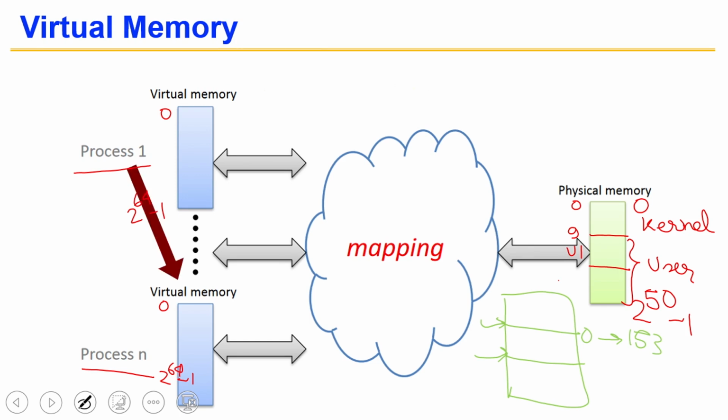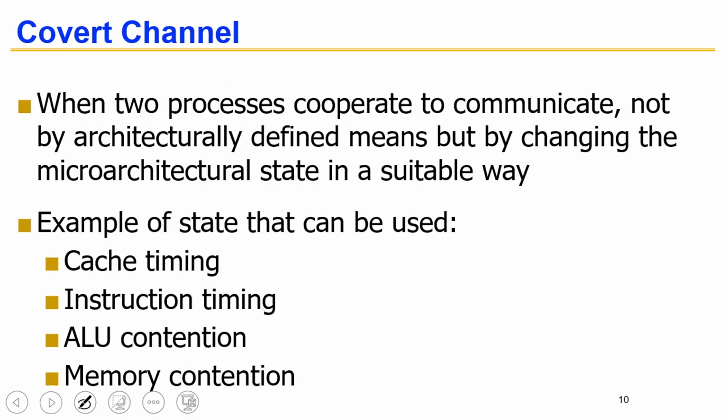Now, this process is trying to access something here, and that should not be allowed, in normal circumstances. All of this is fine: somebody trying to attack somebody, the operating system will not allow it, the processor will not allow it, but it leaves a footprint, and the footprint can be left in different ways. In this class I am primarily going to focus on cache timing, which is why I spend time on it, but there are attacks which I am not going to talk about, that rely on instruction timing, ALU contention, memory contention, and many others. So, what is this footprint?